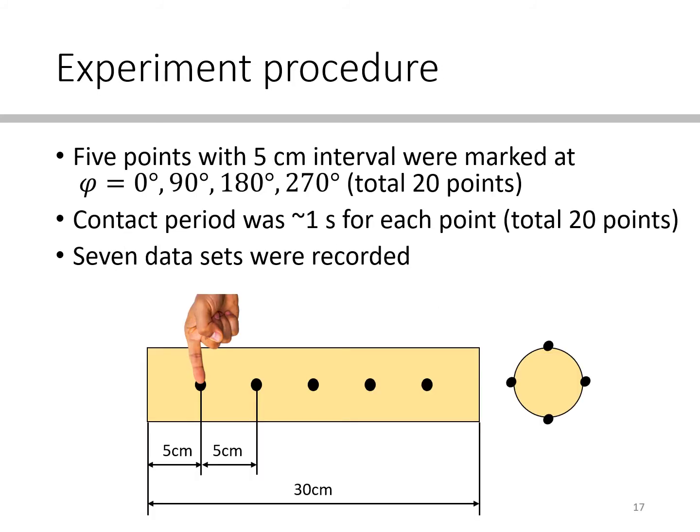Here is the experiment procedure. 5 points with 5 cm interval were marked at the degree of 0, 90, 180, and 270. Therefore, there are 20 points marked on the cylinder. For each of the 20 points, the contact period was about 1 second, and 7 data sets were recorded.